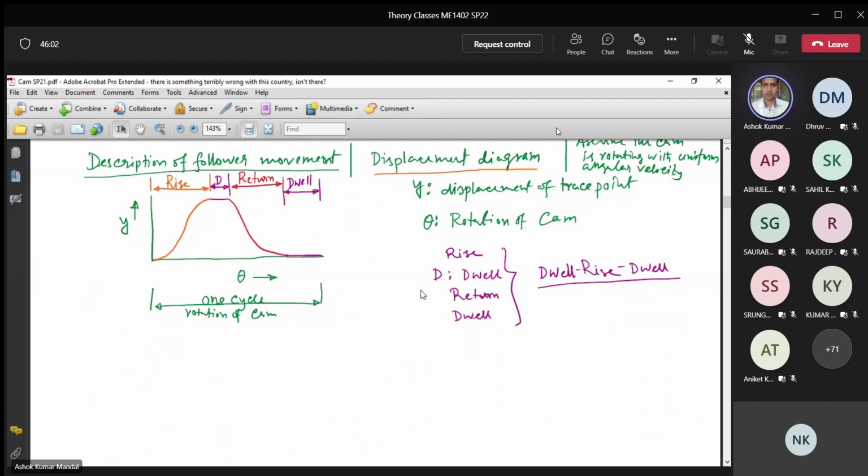Okay, now we will see what the different kinds of motion are which are possible during this rise or during this return. We will just discuss the motion during rise, which is easily applicable for the return case.